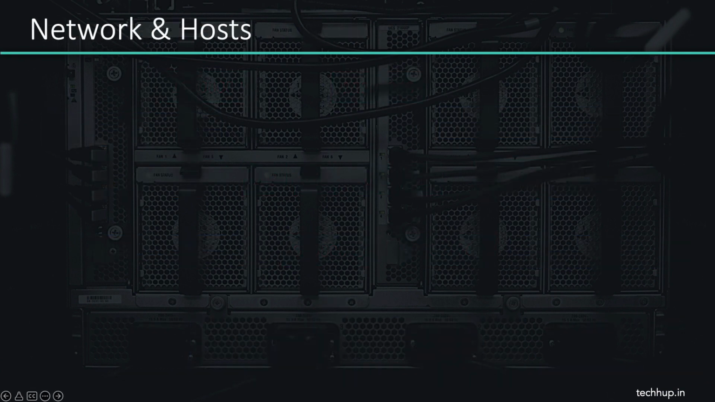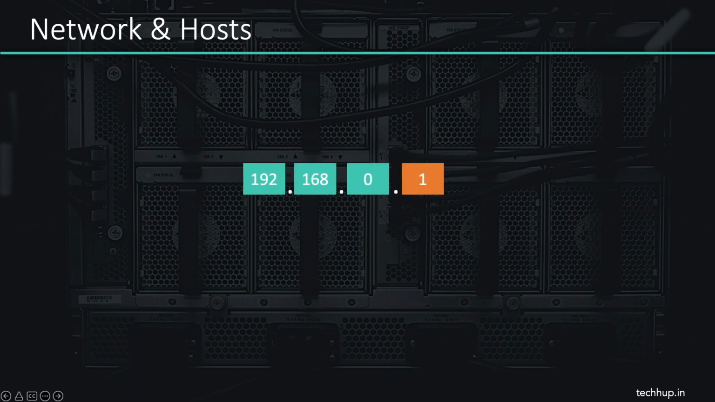So firstly, let's understand the network and host portion of an IP address. Every IP address has a network ID and a host ID. The first three octets, represented by the green boxes on the left here, represent the network ID. This value will be the same for every computer in this network. The host ID, represented by the last octet in the orange box here, will be unique for every computer on this network.